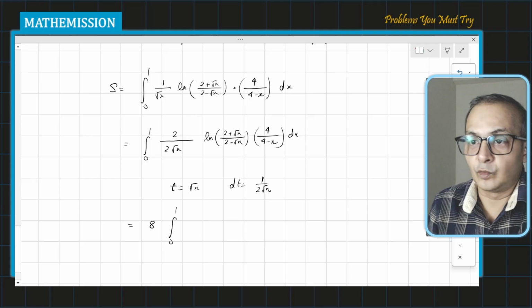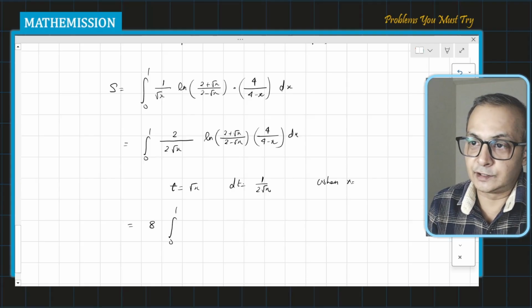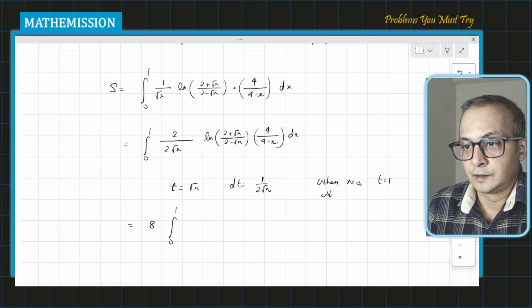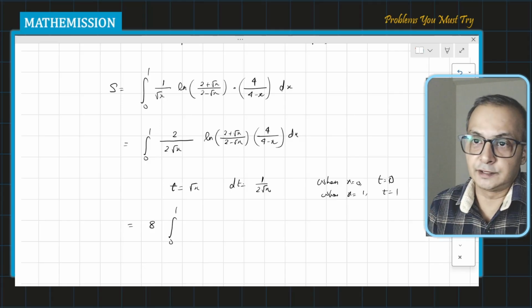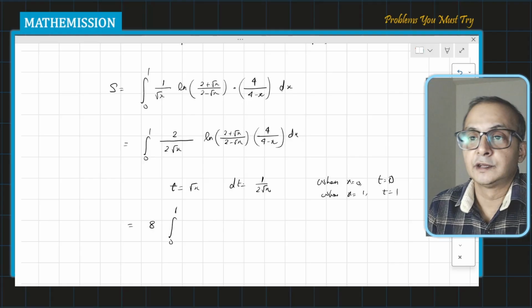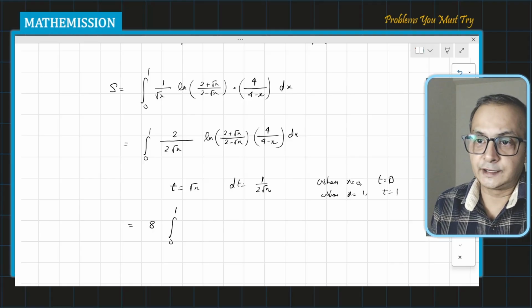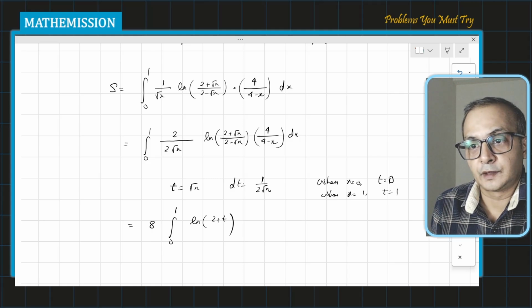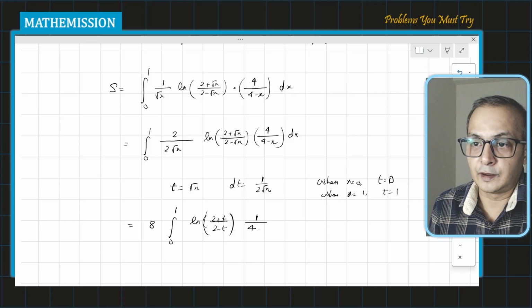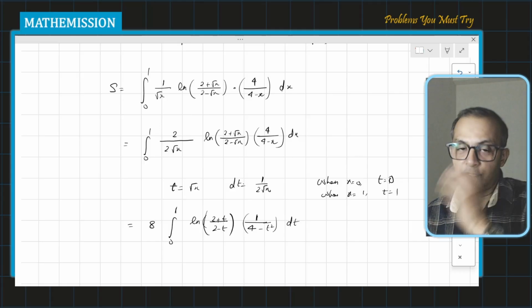And 0 to 1. Why 0 to 1? Because when I take x as 0, the t will be 0, and when I take x as 1, the t will be 1. This is 0, by the way, sorry. 0 and 1. So root x doesn't get affected by the changing of limit, means the limit will not get affected. So what I get here now is 2 is out, 1 by 2 root x is out. So I can write log of 2 plus t by 2 minus t, and this is going to be 1 by 4 minus t square dt.